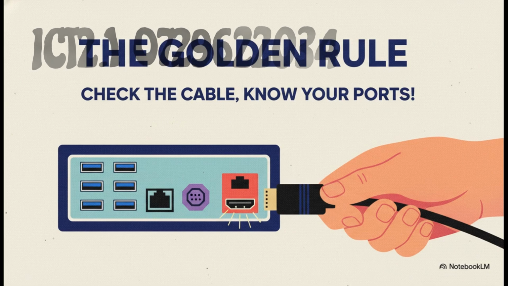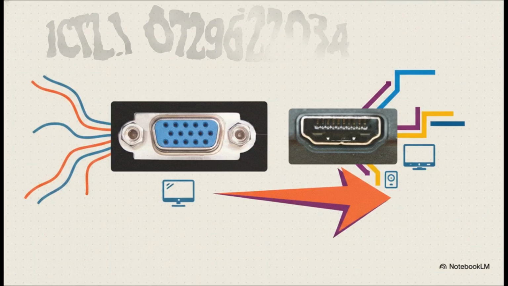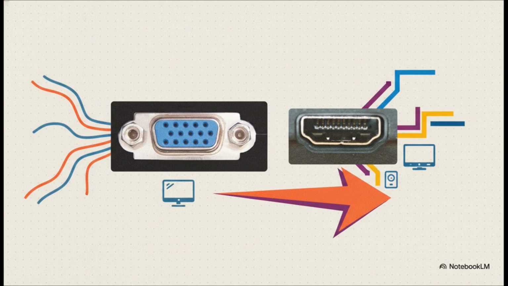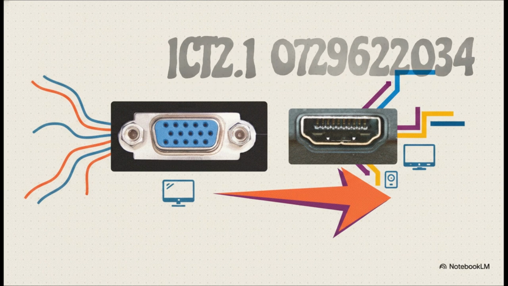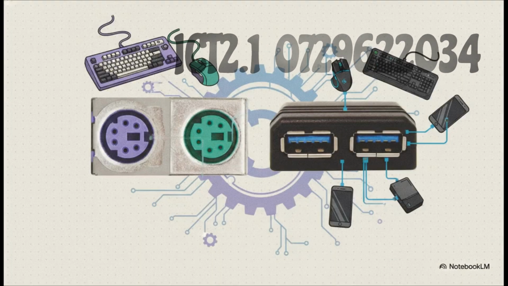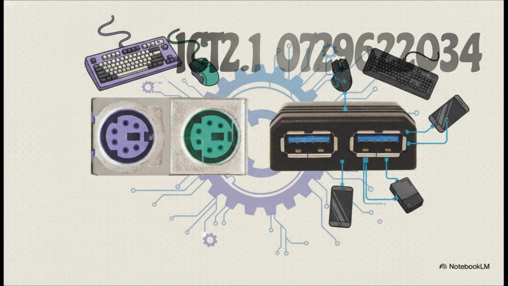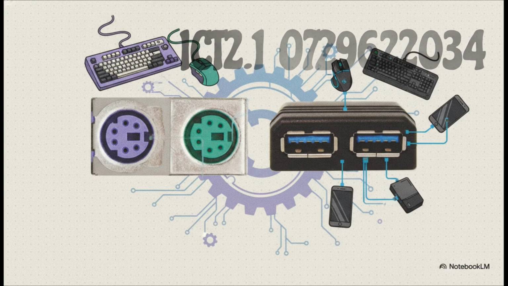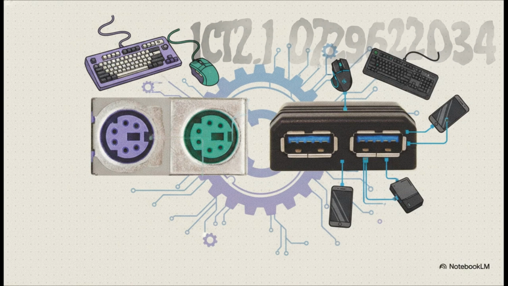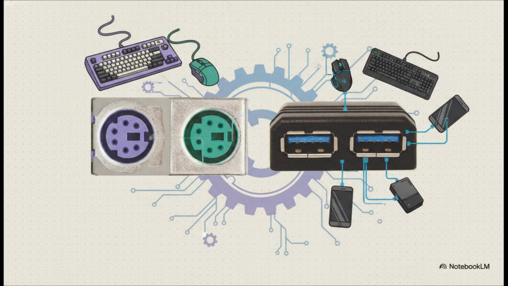To do that, of course, you need to know your ports. Technology is always changing to make our lives easier. Just take a look at the difference here between the older VGA port, which only carries video, and the modern HDMI port, which handles both high-def video and audio all in one convenient cable. And it's the exact same story for your keyboard and mouse. We've gone from these old color-coded PS2 ports, remember, purple for the keyboard, green for the mouse, to the one port that does it all, USB, the Universal Serial Bus. It has made connecting stuff so much easier.